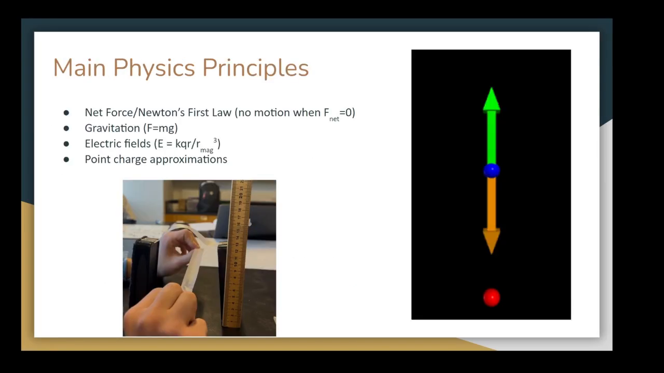So the main physics principles here are net force, Newton's first law. Basically, when the net force is zero, there's no motion, or objects in motion will stay in motion. So nothing changes, no acceleration. Gravitation, F equals mg. That is just going to be the force of gravity on something. Electric fields, this is basically the field that we're using. And then point charge approximations, I just covered that. Basically, we're treating the tapes as a point charge.